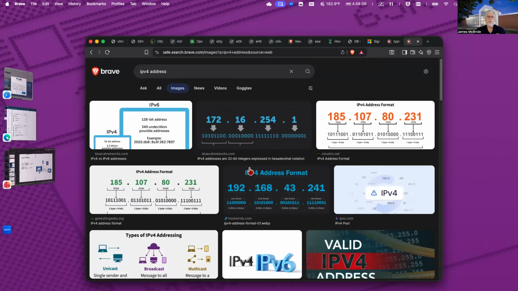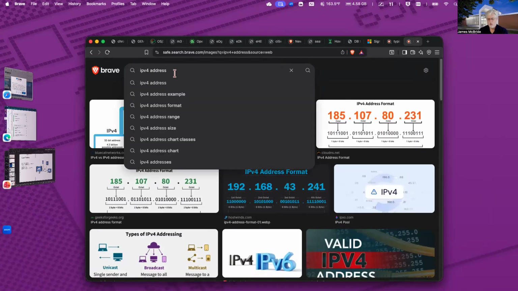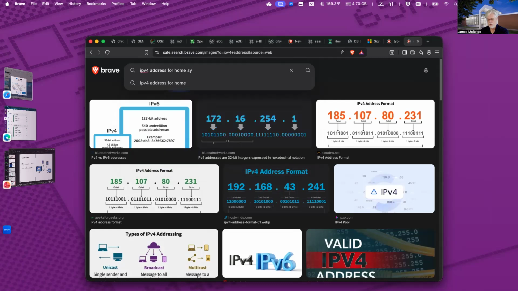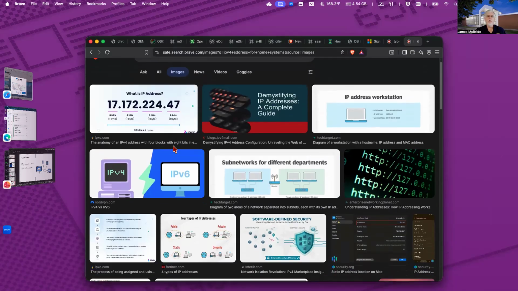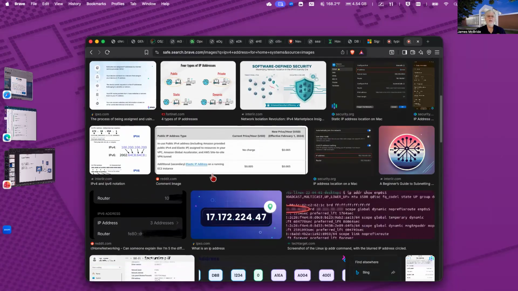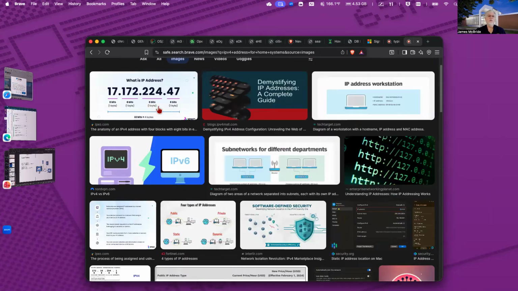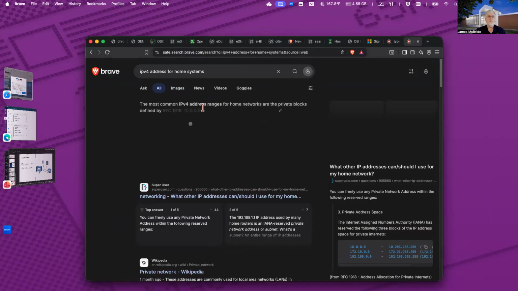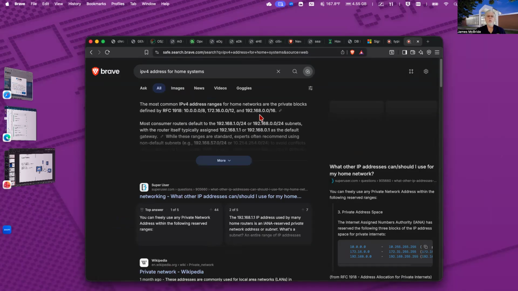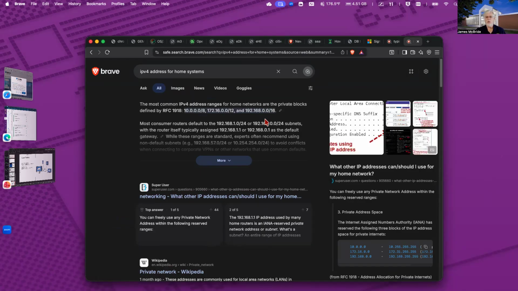Your typical home network is going to use, not that. I thought they would show me a default. I'll have to go back to All. That way I can get the AI to show you. But a typical home network is 192.168, and then this is usually a 1. So 192.168.1, and then whatever number it's going to be. So 192.168.1, and the router is usually 1.